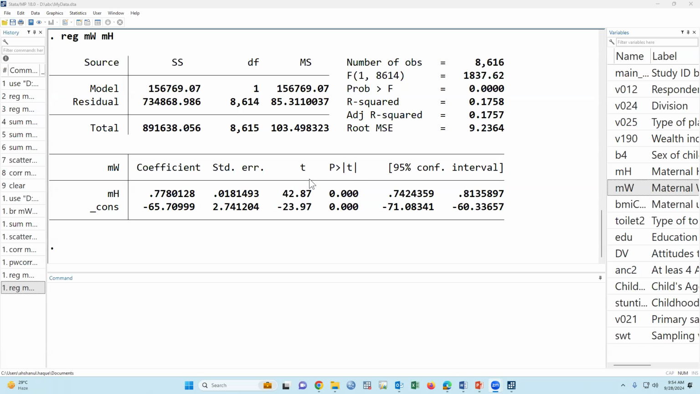So what's the interpretation? First of all, we have to see the R square value. The value of R square is 0.17. That means the dependency rate is 17%. That means maternal weight depends on height by 17%, and it is significant.